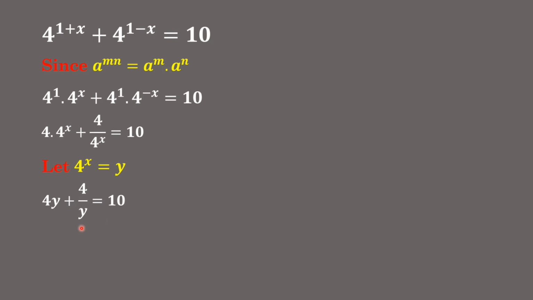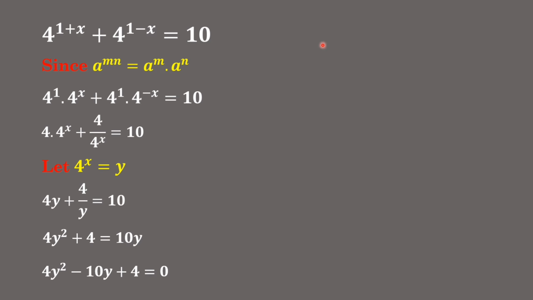And multiplying both sides by y, we will get 4y square plus 4 is equal to 10y, and if we arrange it, it will become 4y square minus 10y plus 4 is equal to 0. And we can see that this equation is a quadratic equation in y.